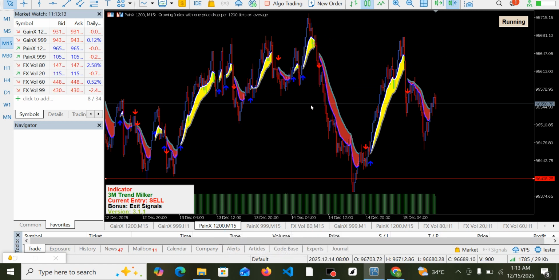So this is Paynex 1200, still on 15-minute time frame. This actually started an uptrend at this point, and of course it bought till it got to this region. But let's see where it is heading to.